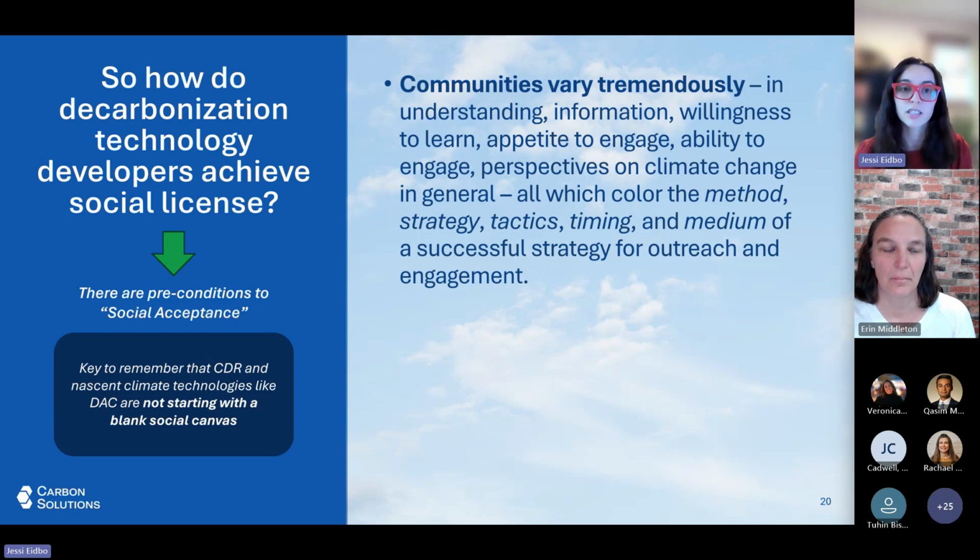So the understanding that they have of the technology, information they may have already been exposed to with regard to the technology, their willingness to learn about it, folks are busy, as well as appetite to engage if there are projects moving forward. Ability to engage is also a big one, right? Time is money. Time is also finite. And then their perspectives on things like climate change, why the technology is here to begin with. I started with a statement about the IPCC; not everyone reads that or cares about that. And all of those things are going to color the method, strategy, tactics, timing, medium, and format of what a successful strategy for engagement looks like for your company.